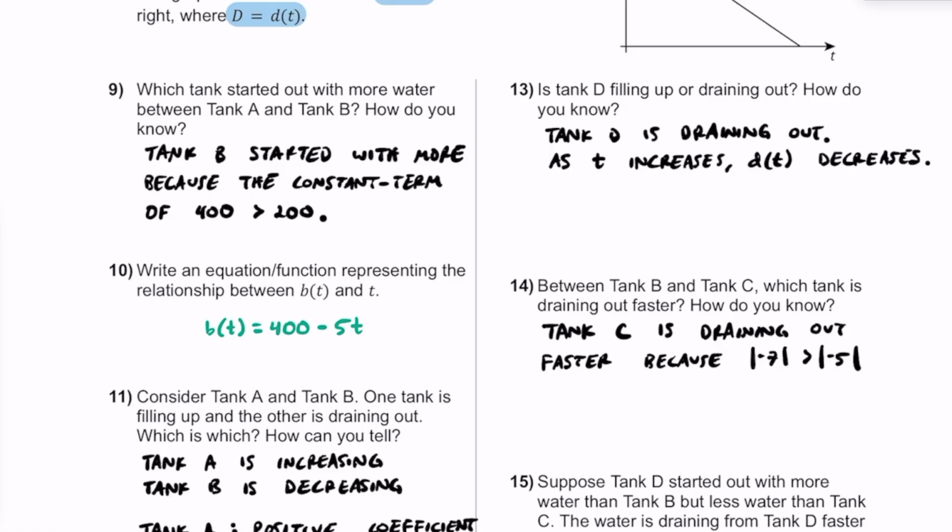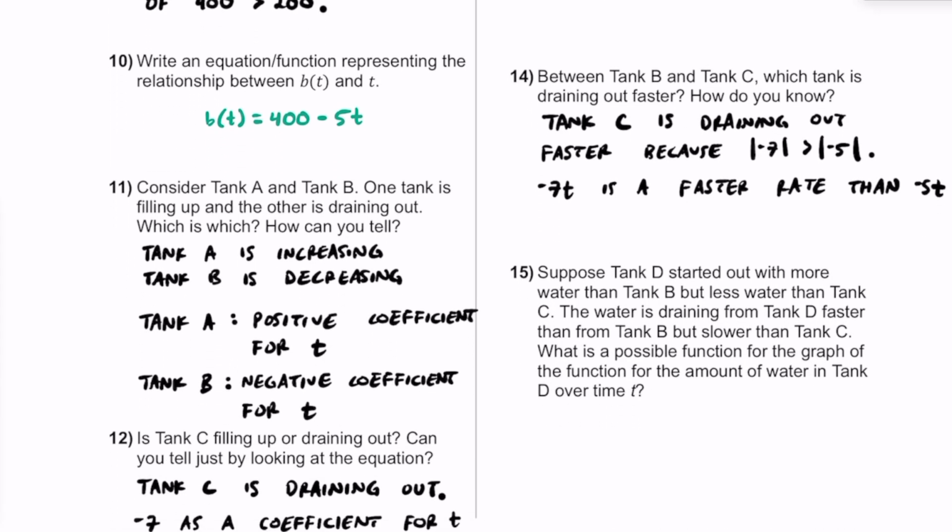So if you basically compare those two coefficients, 7 is greater than 5, which means it's going to be a rate that is faster. And just because it is negative doesn't mean that it's lesser than. It's actually more of a decrease at a faster rate relative to the other one at negative 5. If you want, you can go ahead and say that negative 7t is a faster rate than negative 5t.